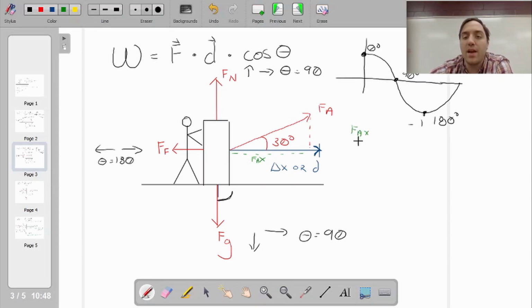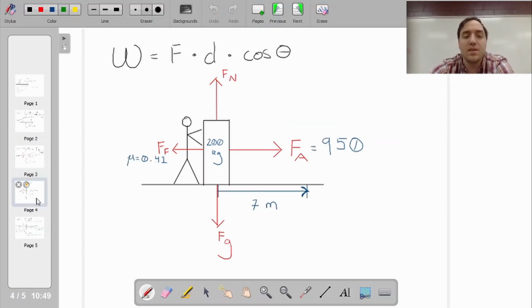If we go back, F applied x equals F applied cosine theta. Again, at this point, it's just the chunk in the x direction. This is actually where that cosine comes from. It's how we can find the portion of the force that is in the direction of travel to find your amount of work.